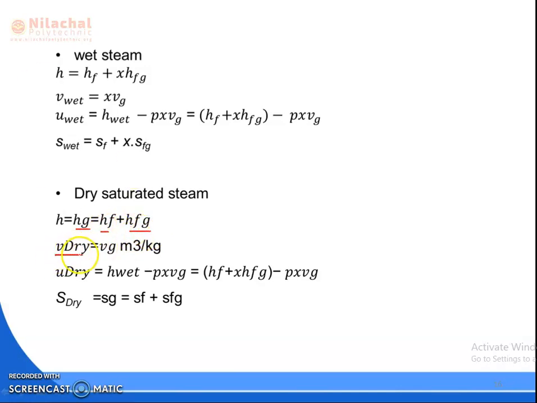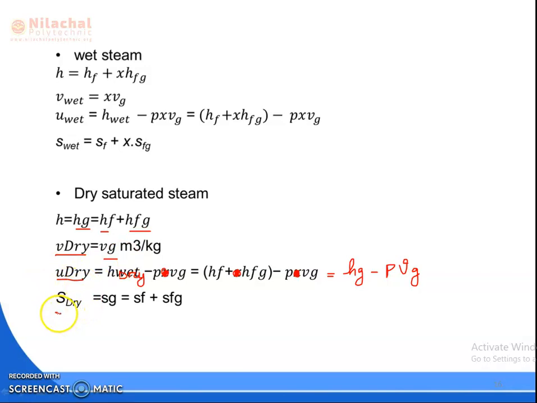Then if you calculate the volume of dry saturated steam, that is vg. If you calculate the internal energy of dry saturated steam, then it is the enthalpy of dry saturated steam minus P into vg, not P into x vg, P into vg. So that will be hf plus hfg minus P into vg. Basically, you can say hg minus P into vg gives us the internal energy of dry saturated steam.